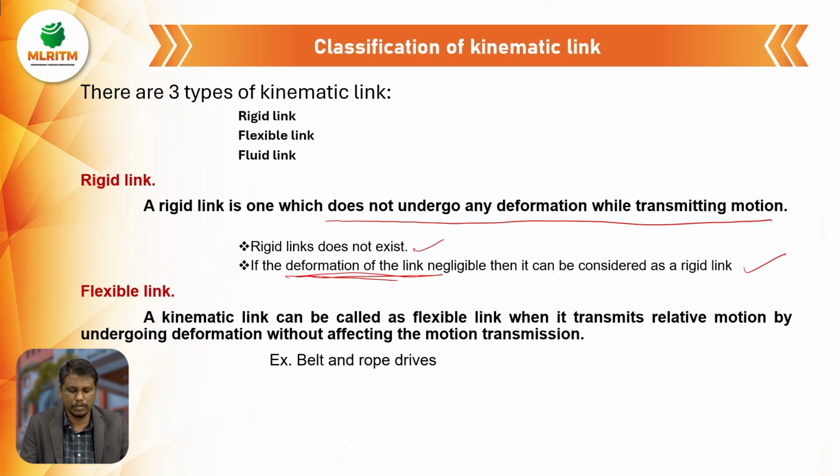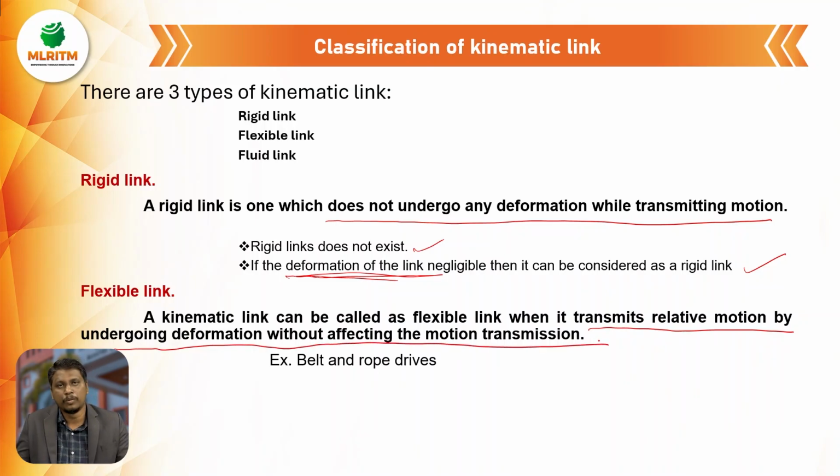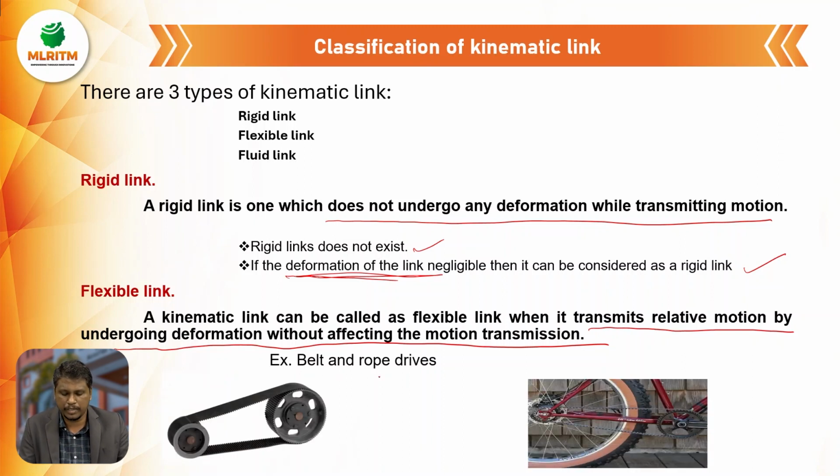Okay, next the flexible link. A kinematic link can be called a flexible link when it transmits relative motion by undergoing deformation without affecting the motion transmission. So it can deform, but during the motion it should not affect the transmission. Then it is called a flexible link. For example, belt and rope drive.